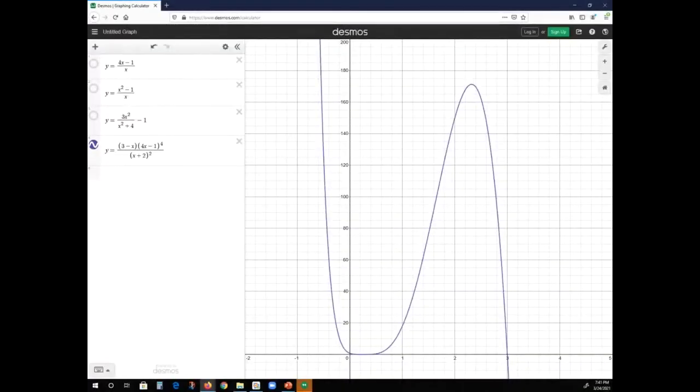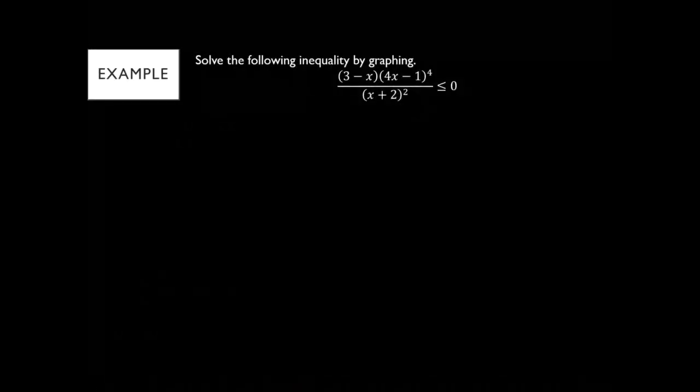So we're definitely below 0 once we hit 3 here and beyond. But what is happening in this section right here between 0 and, like I said, 1/4? 1/4 is going to be somewhere here. So let me look at what we have here.